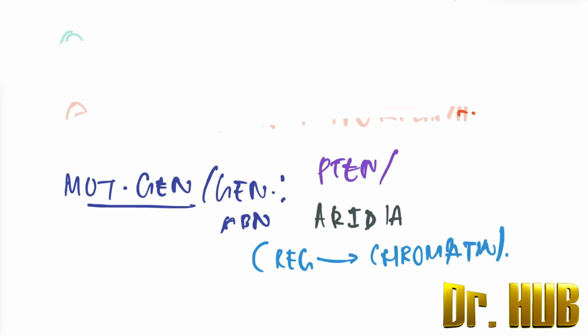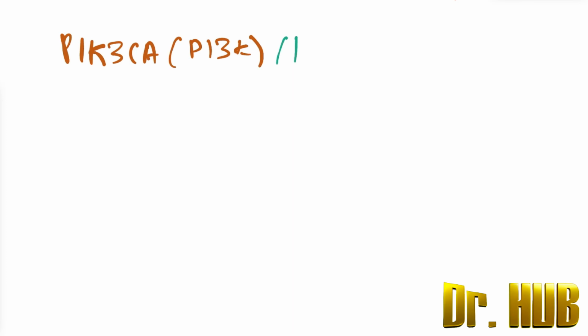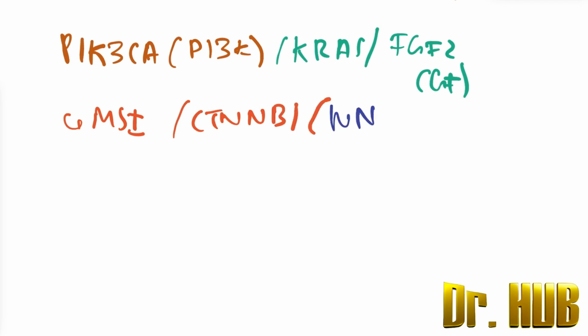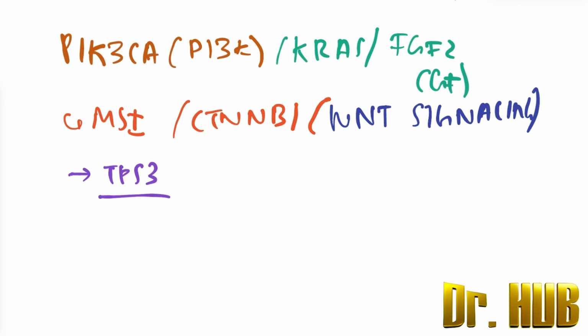Next, what are the other things included? There is PIK3CA, the PI3K. Then there is also the presence of KRAS, FGF2, that is a growth factor, and there is MSI, and CTNNB1. So this is nothing but the Wnt signaling. Then comes the presence of TP53.